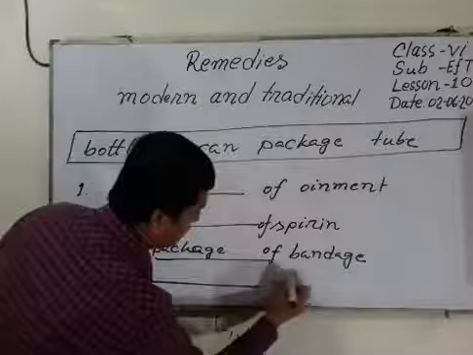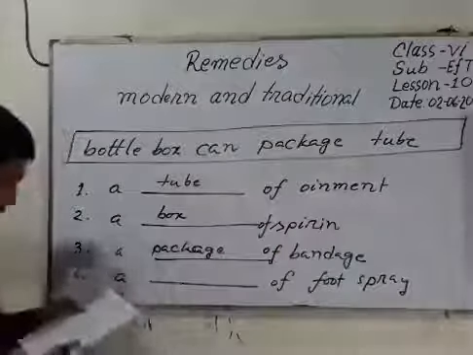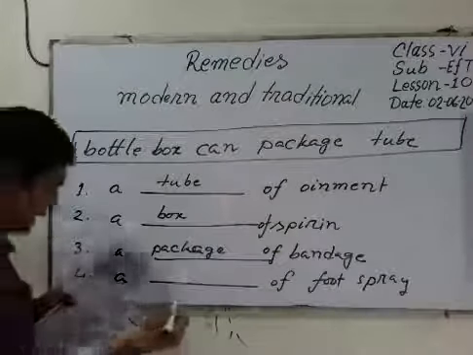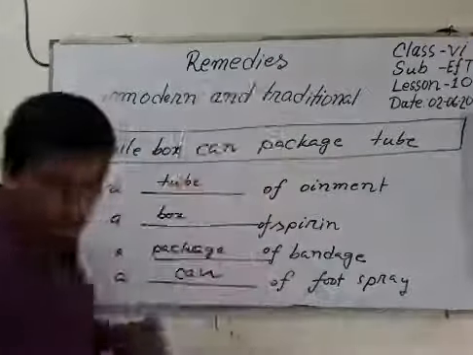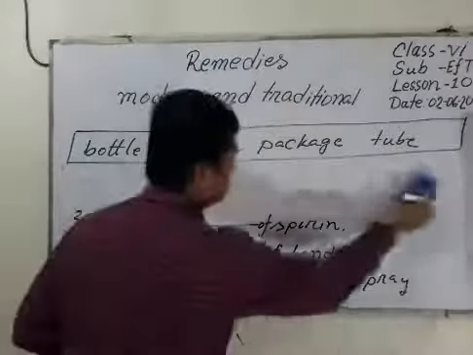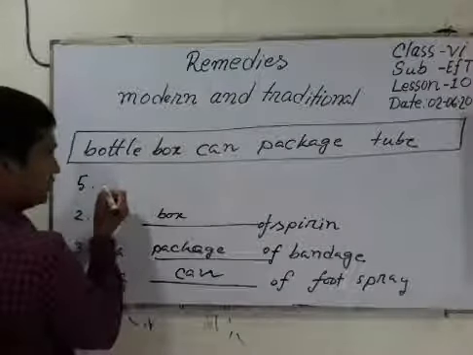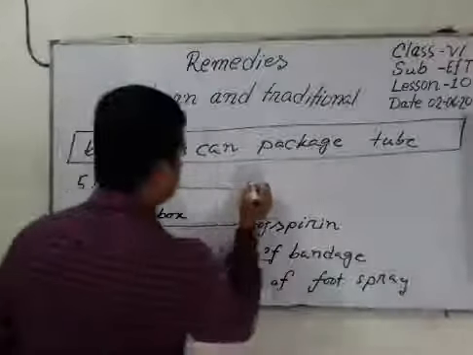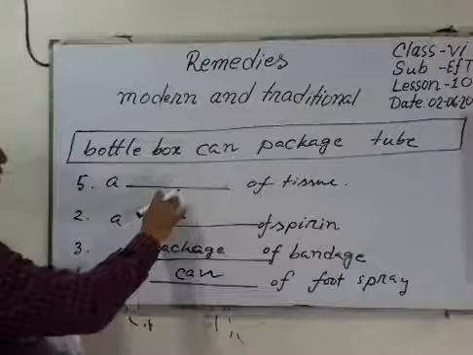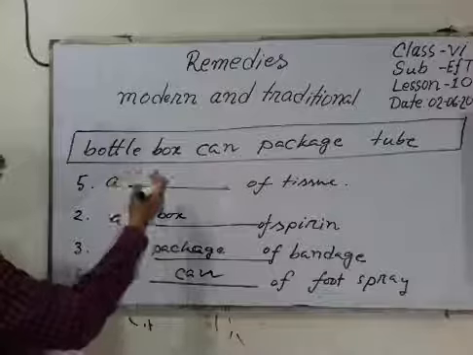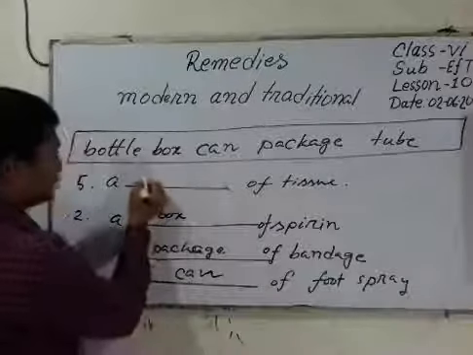Now number four, a dash of food spray. You can write can: a can of food spray. And the last one, number five, a dash of tissue. What would be here? Package, bottle, box, can. You can write here a box of tissue or a package of tissue.